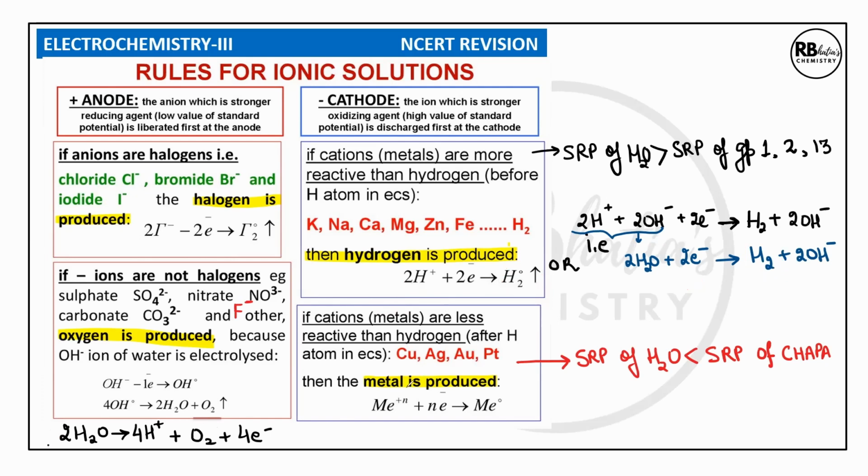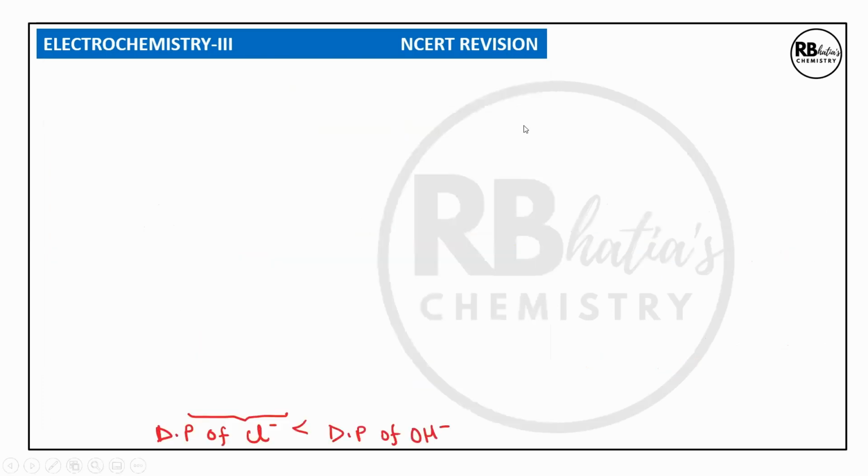Okay. Now, in case we have less reactive metals, that means metals which have higher standard reduction potential than that of water, we can use a memory aid called CHAPA for this. CHAPA, where C stands for copper, H for mercury, A for silver, P for platinum, and A for gold. So the CHAPA metals have a higher reduction potential than water. Hence, preferentially, instead of hydrogen gas, these metals get reduced at cathode. Okay, so using this summary, we're going to decide the products of electrolysis.